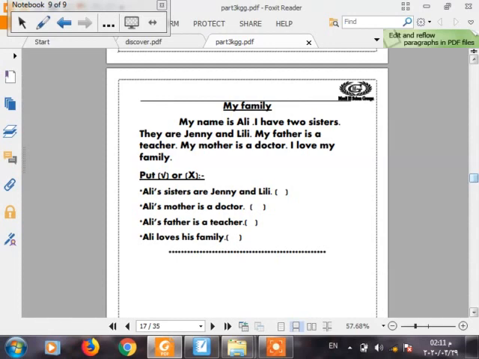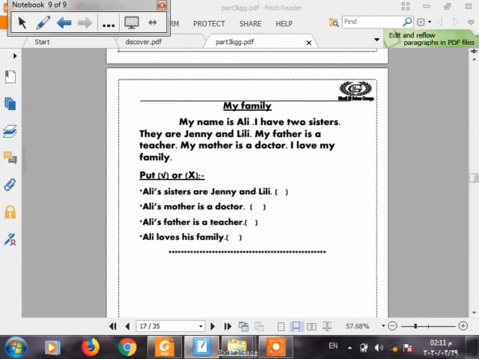Remember the rules of our reading comprehension. We need to read the paragraph more than once, and then we will make a line under the important words. Okay? And then we will fill out our questions. So, let us read again and read it with me. My name is Ali. I have two sisters. They are Jenny and Lily. My father is a teacher. My mother is a doctor. I love my family. So, what important words we have in this paragraph?